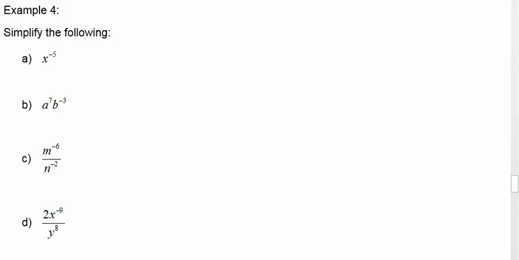Simplify the following. X raised to the negative fifth power. Here we're going to use the negative exponent rule. So whenever we have a factor raised to a negative exponent, it tells us to take the reciprocal of that. Which means, essentially, if you have a negative exponent in the numerator, it'll move that factor and the exponent to the denominator and make the exponent positive.